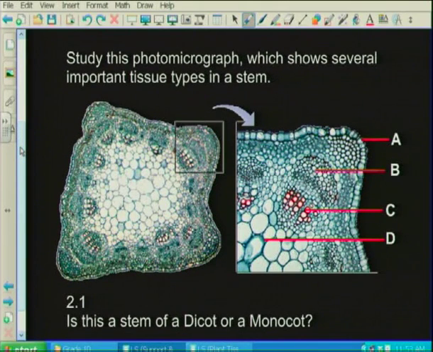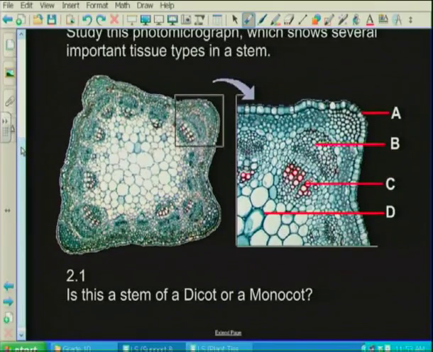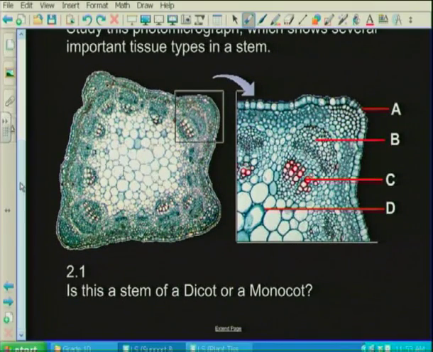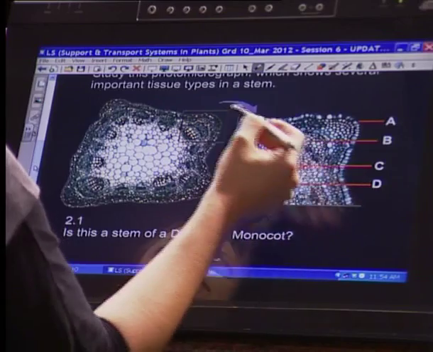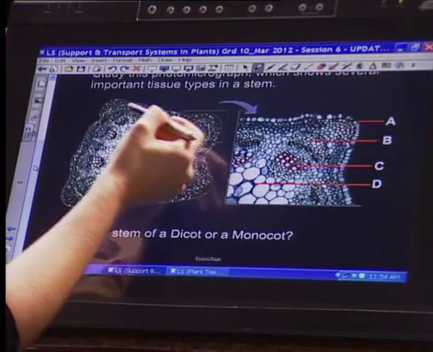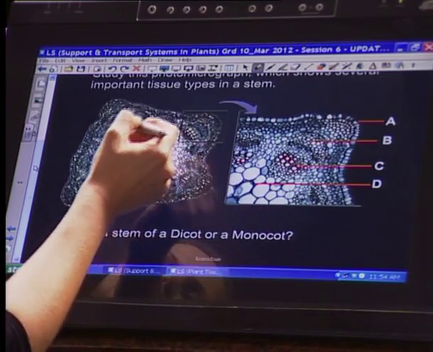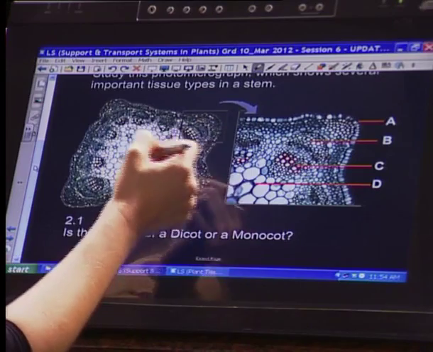This question says, study the photomicrograph which shows several important tissues in a typical stem. So we are given the stem, and the first question is, is this a stem of a dicot or a monocot? It is important for you to know that this is a dicot stem because it has the typical structure of a dicot stem. You have your epidermis, and the thing that gives it away is your vascular bundles, which are situated in a circle around the stem.